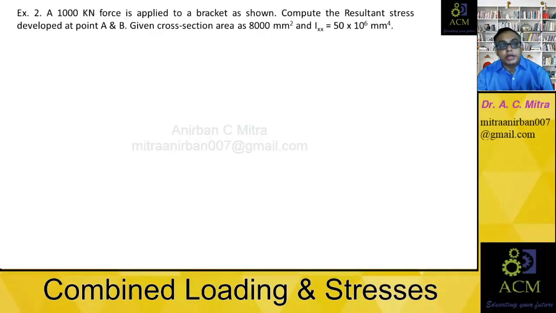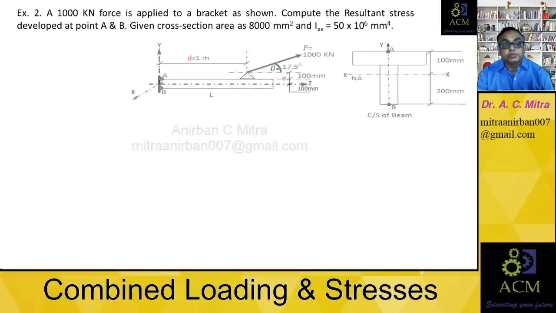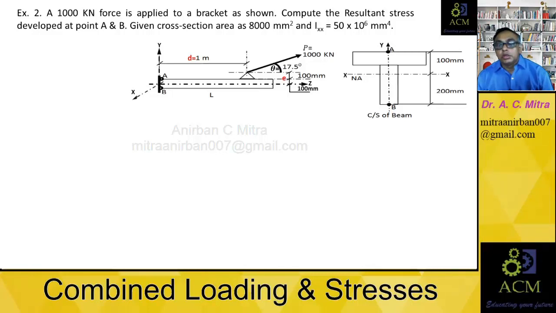So this is example number 2. A 1000 kN force is applied to a bracket as shown. We need to compute the resultant stresses applied at point A as well as at point B. A point is the top of the beam and B point is on the bottom of the beam.